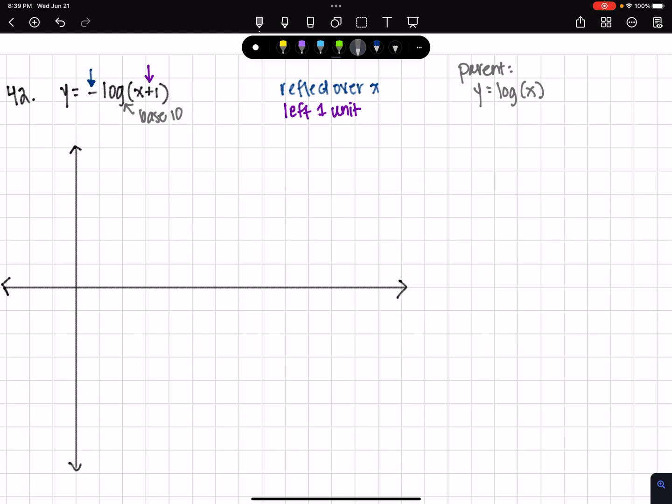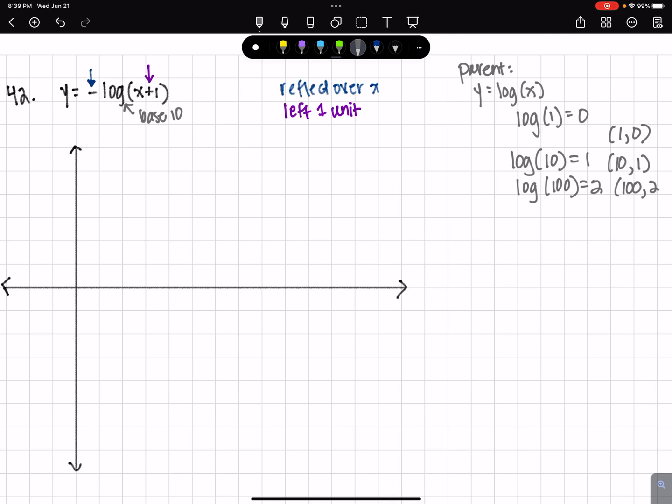Log base 10 of x. Log base 10 of 1 is 0. So you put a 1 in, you get a 0 out. Log of 10 is going to be 1. Log base 10 of 10 is equal to 1. You put a 10 in, you get a 1 out. And then the next one that would work would be 100. That's how you're going to get a 2. Log base 10 of 100 is 2.